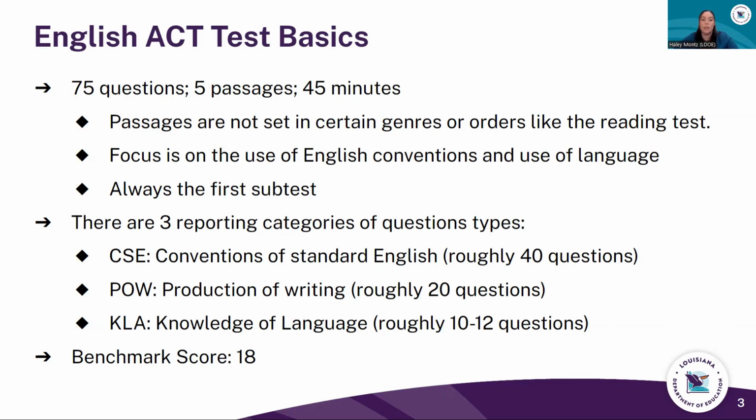They are different, obviously. The first one is CSE, or Conventions of Standard English. That's the majority of the test. It takes up a little bit more than half, with about 40 questions on every single test. Production of Writing, or POW, is the second one. That's about 20 questions on every test. And then Knowledge of Language Acquisition, or KLA, is 10 to 12 questions on every test.